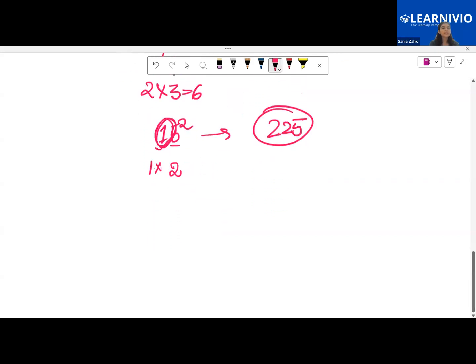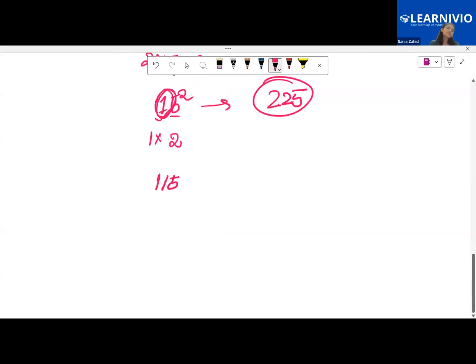Okay, let's consider that you have 115. Now what will you do? What is the square of 5? 25. Now here you have 11. 11 you will multiply with 11 plus 1. So 11 plus 1 is 12. So you can do 12 into 11.